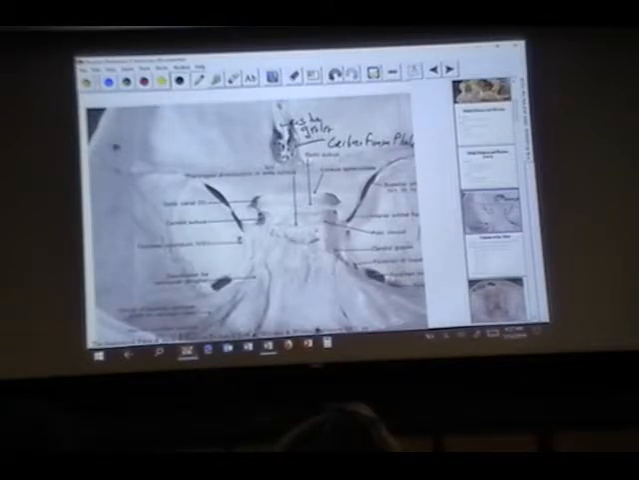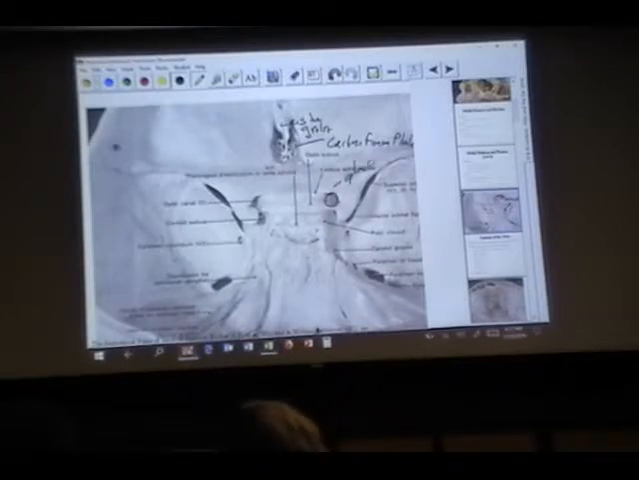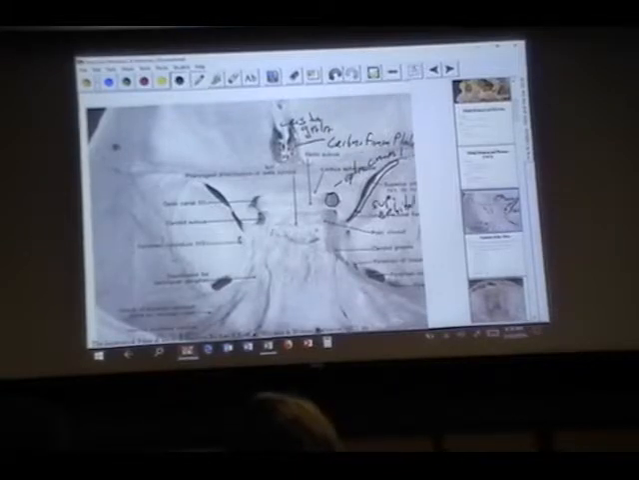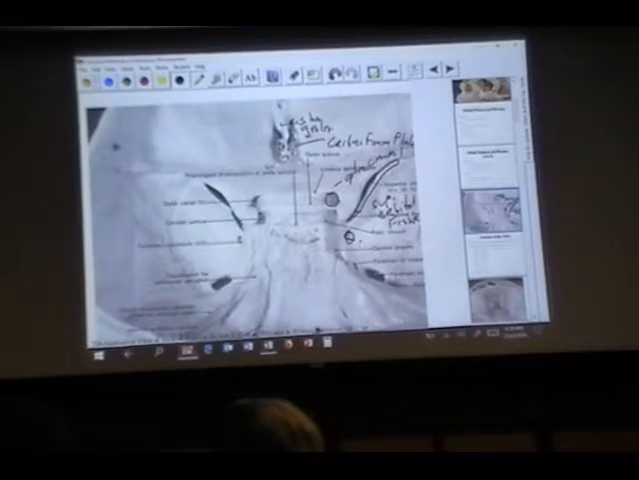Okay. Here we've got the optic canal. And here we've got this superior orbital fissure. And then we've got this round foramen back here called foramen rotundum. What passes through the foramen rotundum? V2.